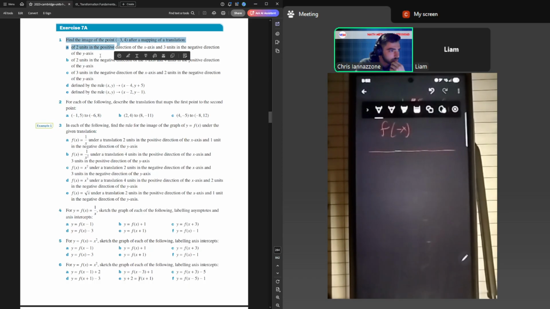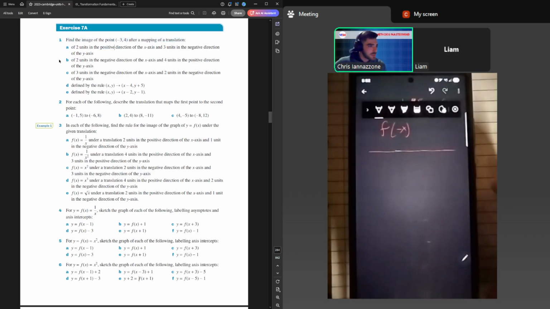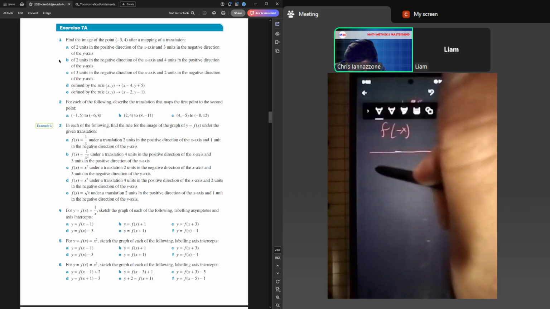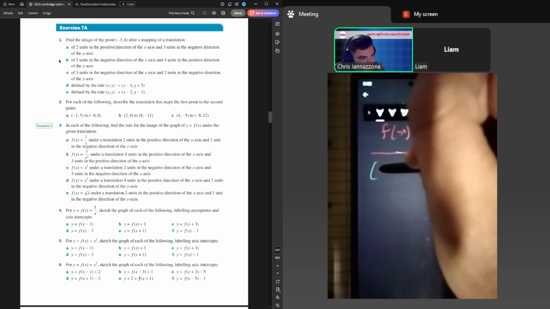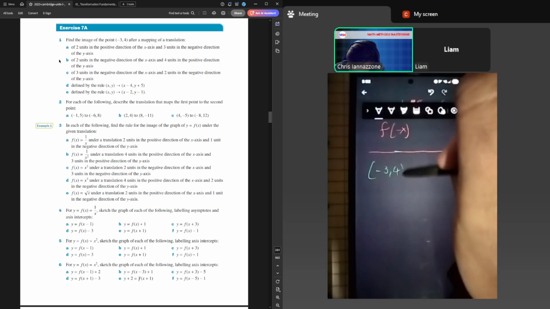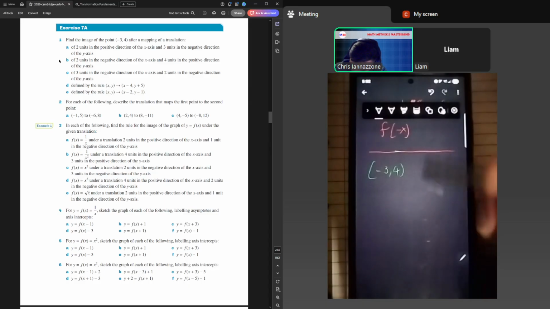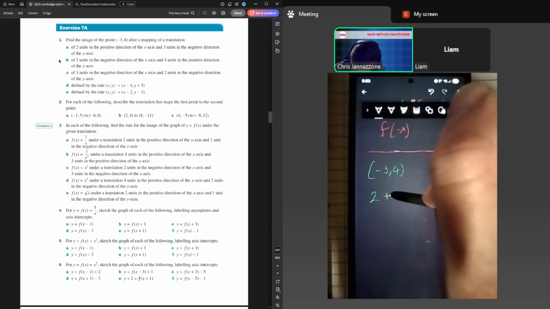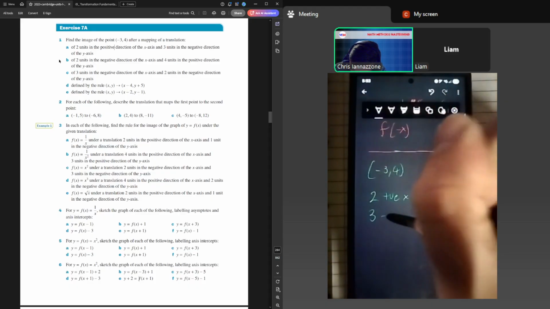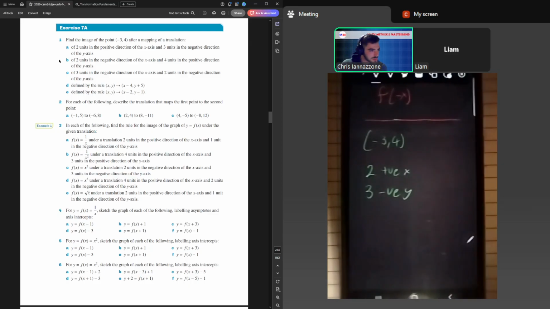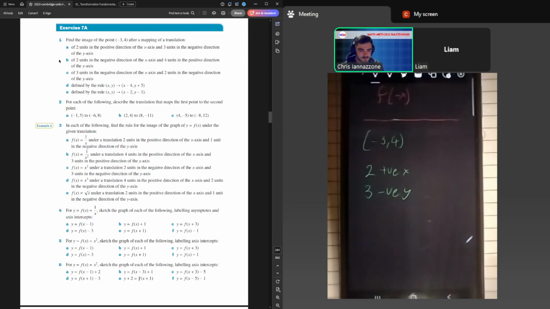Okay, so question 1A. Let's give that a shot. Find the image of the point after mapping a translation. I'll just write it down on the notes here: -3, 4. And we want to do a shift of 2 in the positive x and a shift of 3 in the negative y. So 2 in the positive x, 3 negative y. Any thoughts on how you might find where the new point goes?